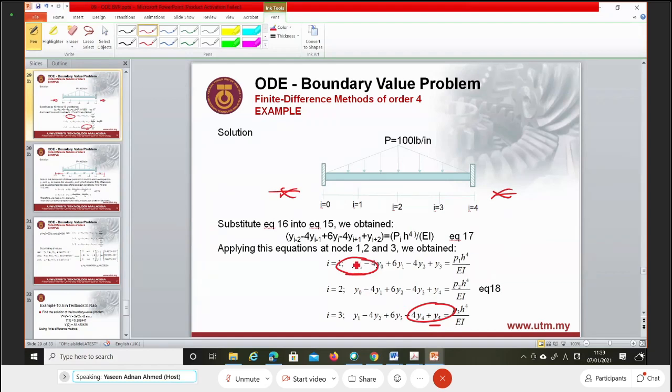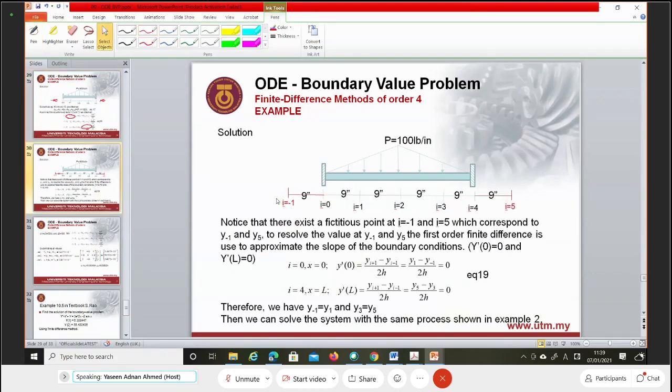So if somehow you get these kinds of points, there are ways to solve it. In order to get these values, since there are fictitious points here, how do we get them? You need to create the relationship. At this point, you know the slope is zero. It means y prime at this point should be zero.